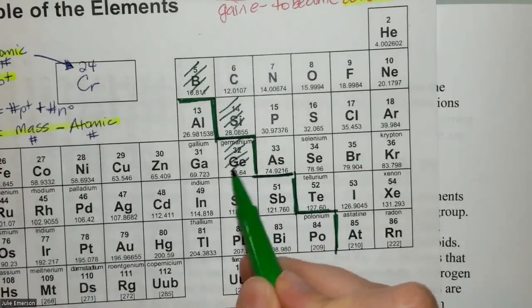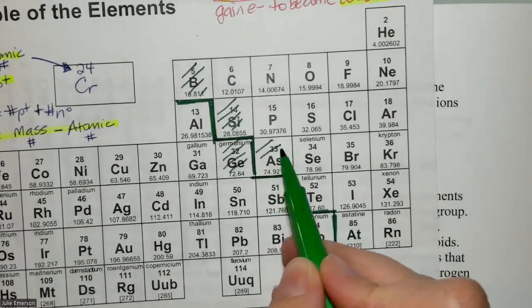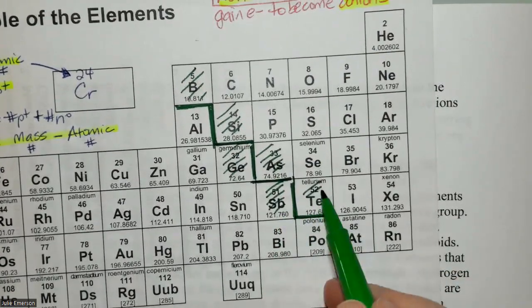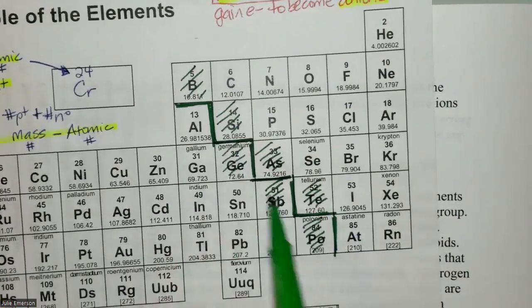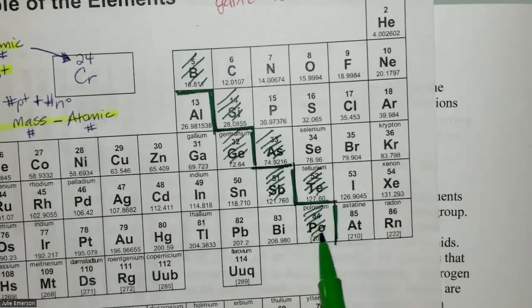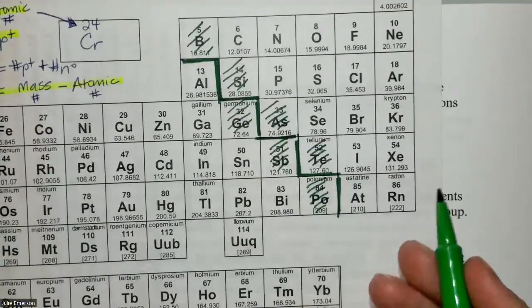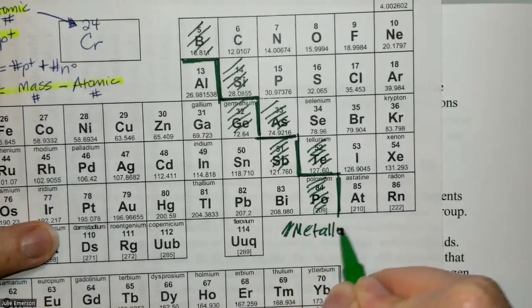Germanium is a metalloid, but it's not on our list to remember, so we don't really have to worry about that one too much. Arsenic, As, antimony, Sb, tellurium, we don't need to remember because the name, and the same with polonium. So basically, when you look at your metalloid stair step, it's everything that is above and below one of those stairs except for the aluminum. So those 7, those are your metalloids.